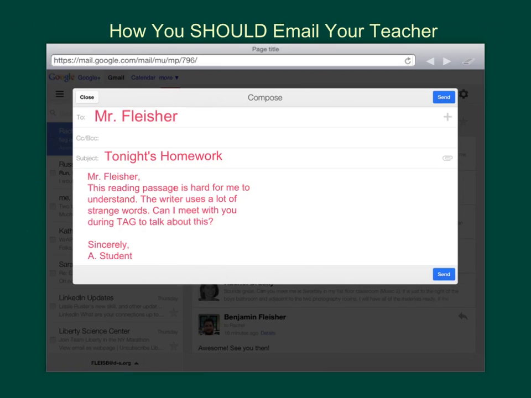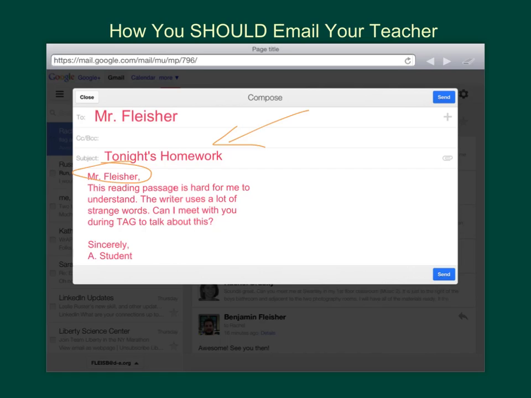First of all, it should always have a subject heading. Tell the reader what you are writing about. It's just polite. Second of all, you should always have a salutation. You don't have to write Dear Teacher or Dear Mr. Fleischer. You can just write Mr. Fleischer and that's plenty fine. It just shows respect to the person you're writing to.